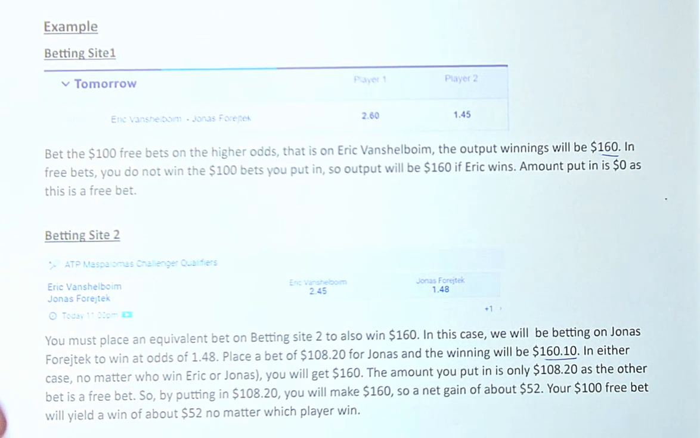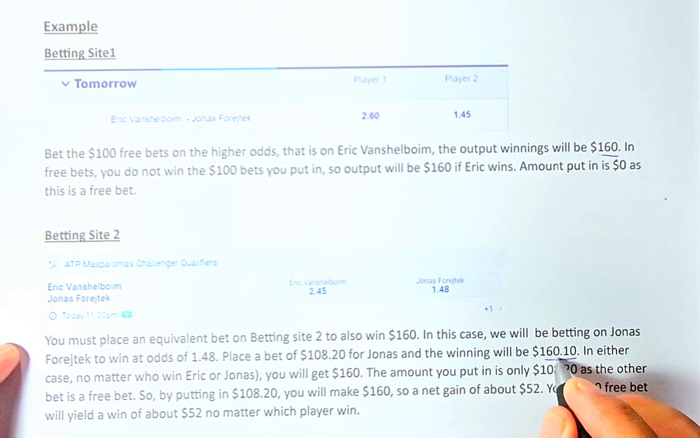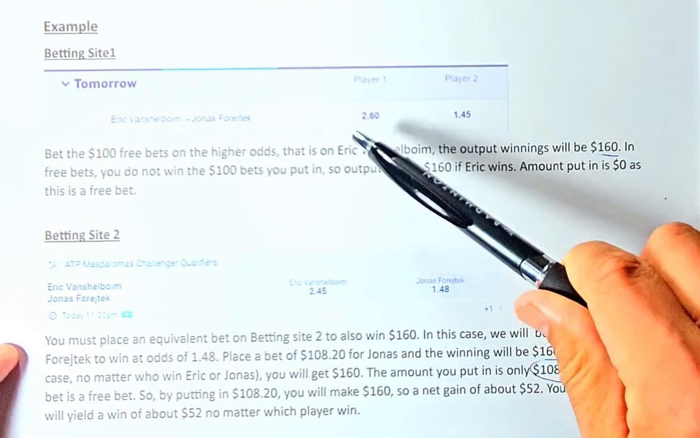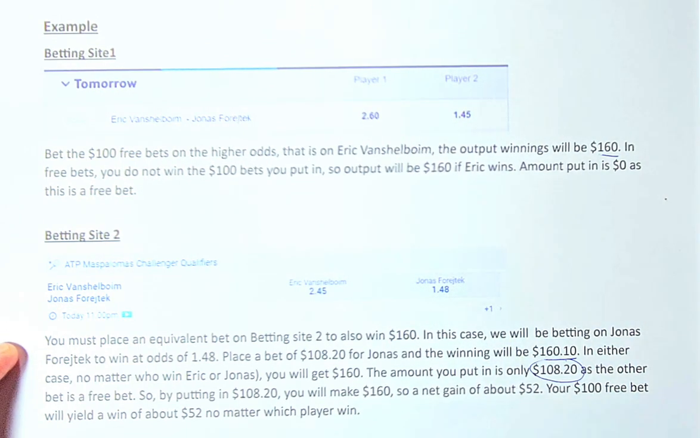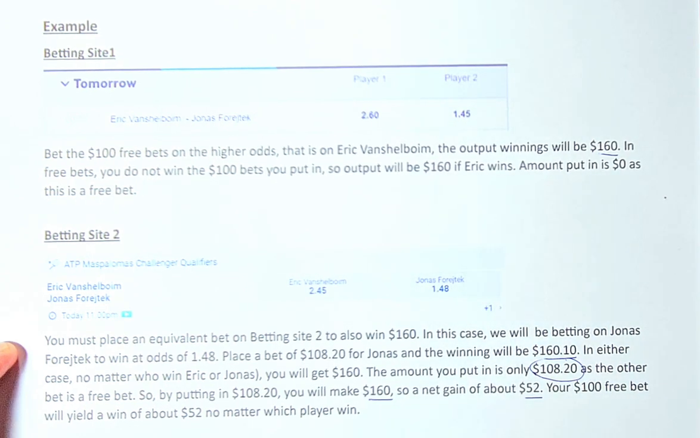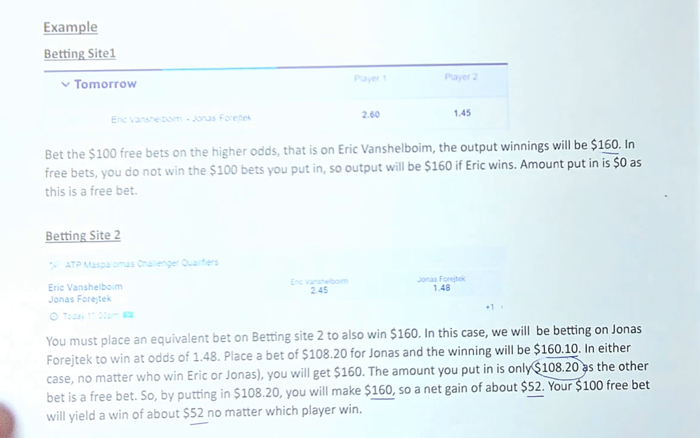So what is the trick in this? You have only put in $108.20, because the first betting site is a free bet. No matter who wins, Eric or Jonas, you'll get the amount of 160. So even when you have a bet slip, you don't have to watch the game. You put in the amount of $108.20, and you are sure to get back $160, making a net profit of $52, because 160 minus $108.20 is $52 or slightly less than $52. So your $100 free bet will yield $52 no matter which player wins.